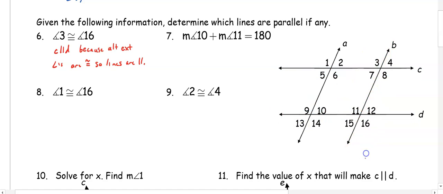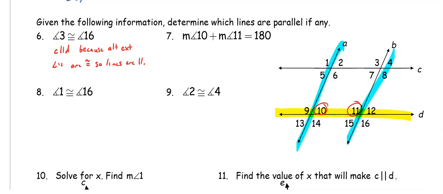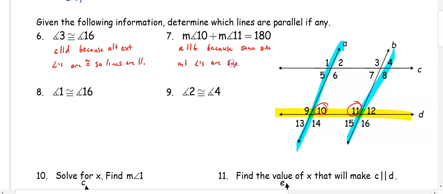In number 7, we have angle 10 and angle 11 are equal to 180. So they are supplementary. If we look at those angles, they are same side interior angles with the transversal being D and the other two lines are A and B that would need to be parallel. So we would say A is parallel to B because same side interior angles are supplementary. So lines are parallel.